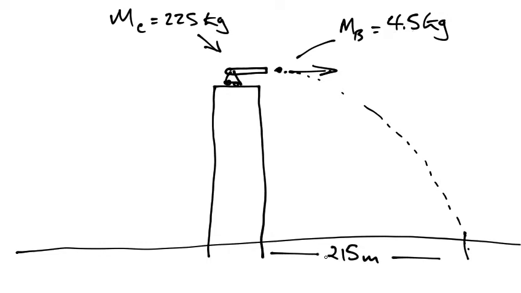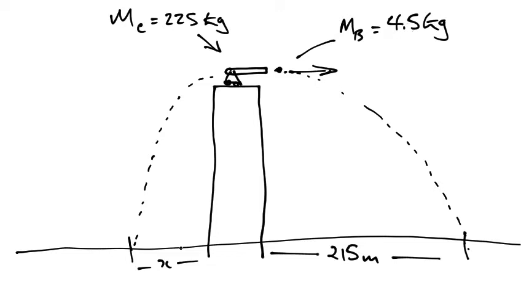It says that the cannon is also on frictionless wheels, and it falls back and lands on the ground. So basically, when the cannon shoots, the ball goes forward 215 meters on the ground, but the cannon also, I don't think it's going to go as far because it's heavier, it has more mass. And the question is, we don't know this distance.